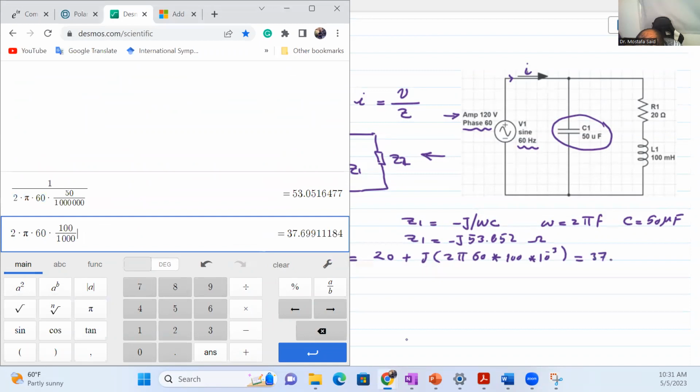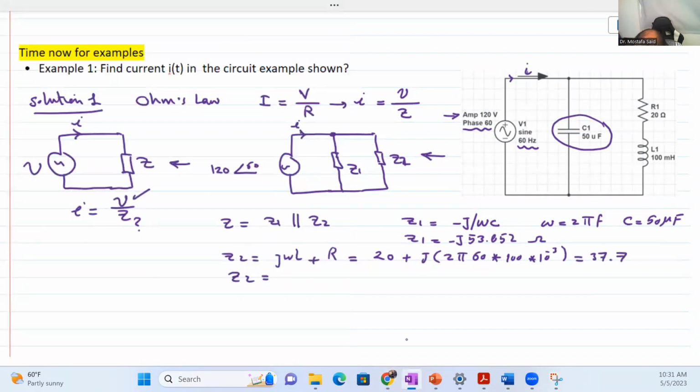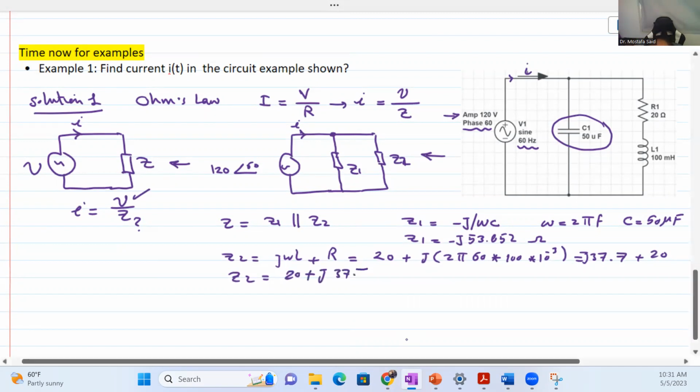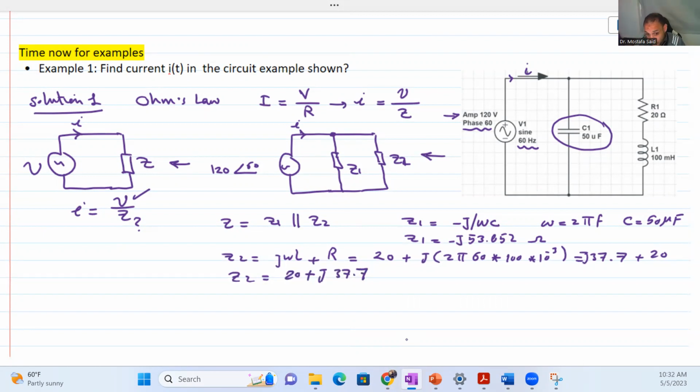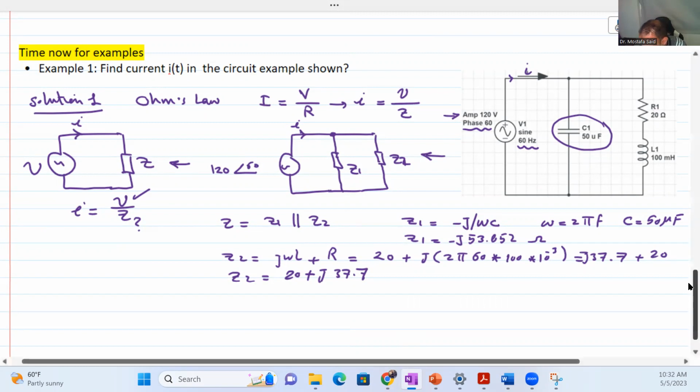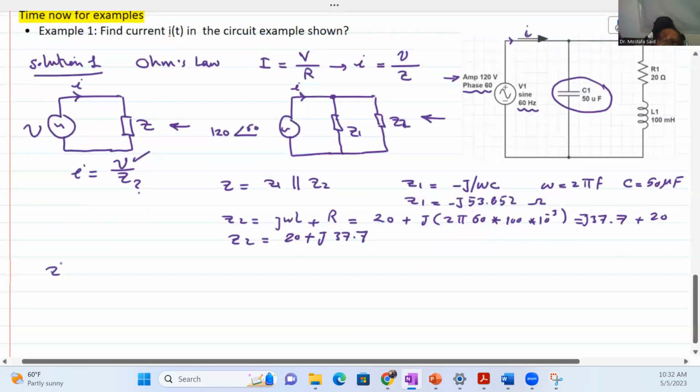37.67, I believe. Check back. Yes, 37.7. This is J, and the R is 20. So 20 plus J 37.7. That's basically Z2. Now we can calculate Z. Z is equal to Z1 parallel with Z2, so just like DC, Z1 times Z2 over Z1 plus Z2.